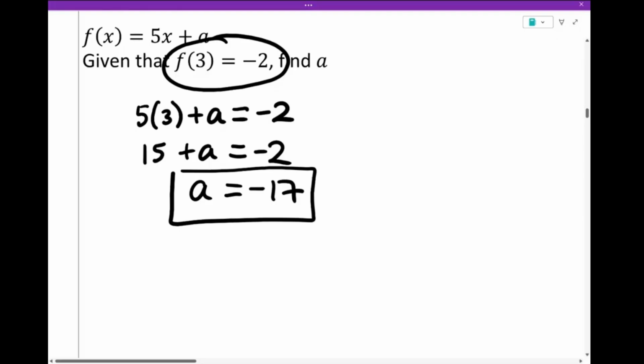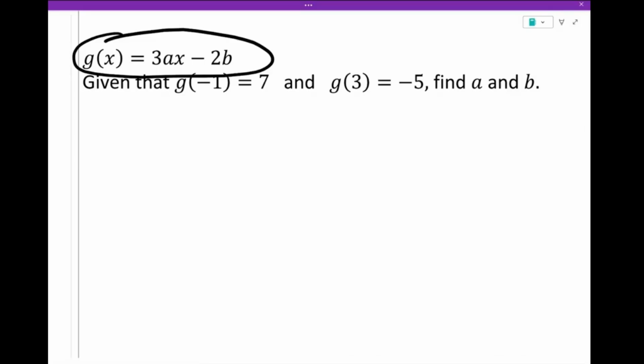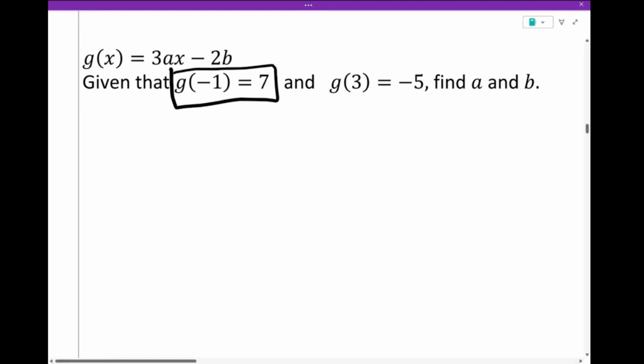Now let's look at a harder version of this question. So now we've got g of x is equal to 3ax take 2b. So we now have two unknowns, a and b. And we are given a bit of information saying g of negative 1 is equal to 7. Therefore, if I substitute negative 1 in for x in my function, my output is going to be 7. Then we've got another statement which is saying that g of 3 is equal to negative 5. So that's saying if I substitute 3 into my function g, the output is going to be negative 5. And we need to find a and b.